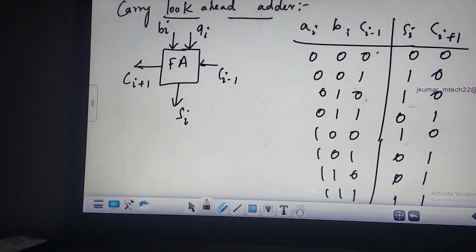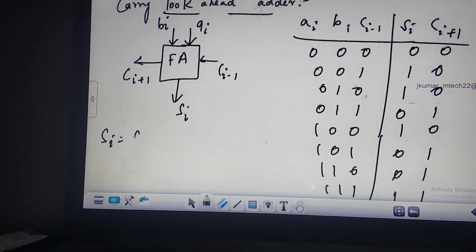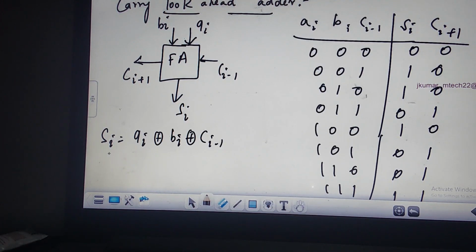So the sum is nothing but an XOR operation. Si I can write as Ai XOR Bi XOR Ci minus 1. What is my carry expression, Ci plus 1? If you notice this truth table of the full adder clearly, this is the carry expression. Sum of products form is nothing but 2 functions.